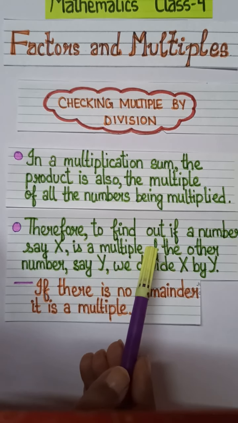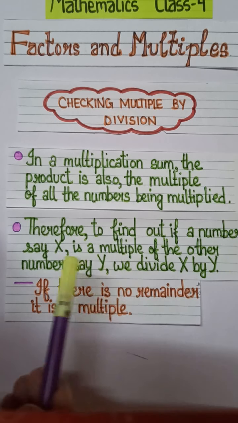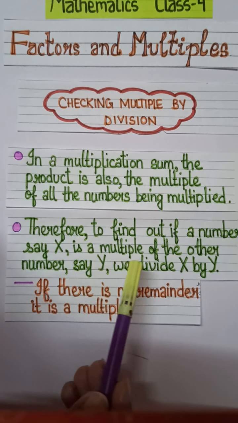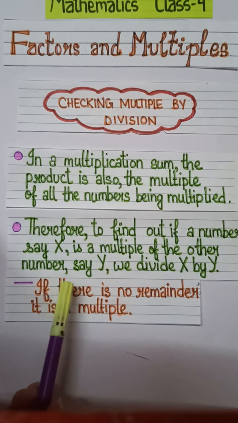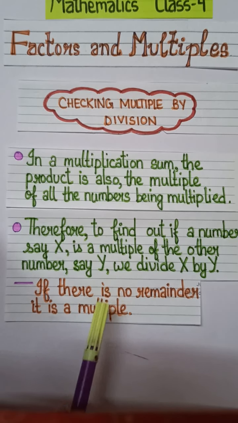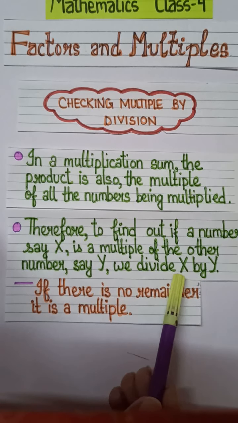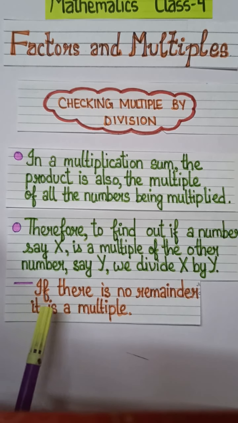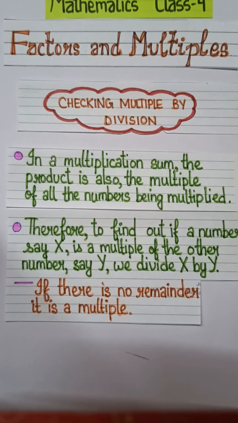Therefore, to find out if a number, say for example x, is a multiple of the other number, say for example y, what do we do? We divide x by y. Here, if there is no remainder, then it is a multiple. Now let me show you an example.